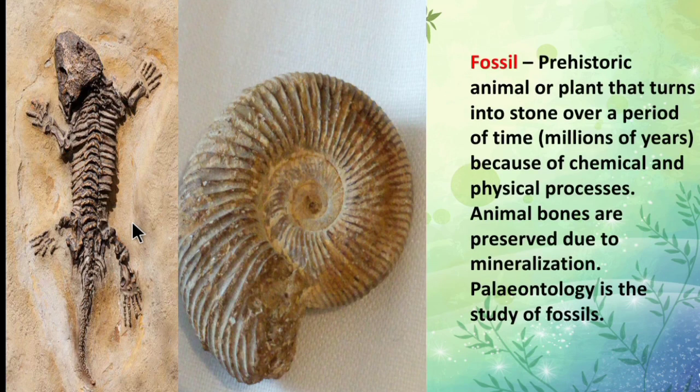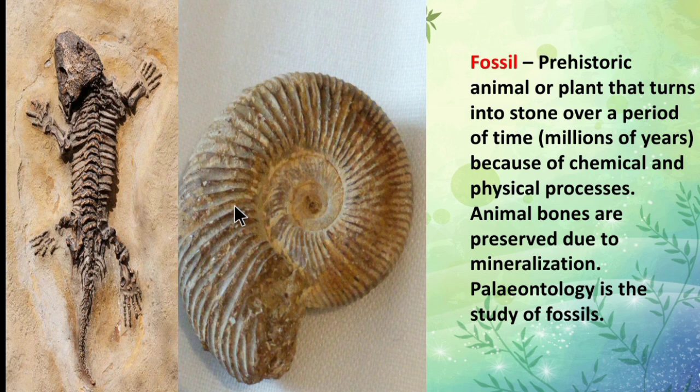Next is fossil. Fossil means the dead, decayed remains of plants and animals as well as human beings. The prehistoric animal or plant that turns into stone over a period of time. Fossils do not form all of a sudden. They are formed millions of years ago. For example, the coal which we are using now was formed millions of years ago.